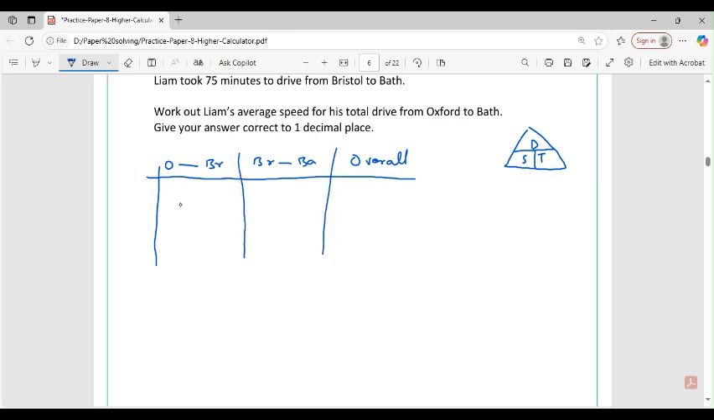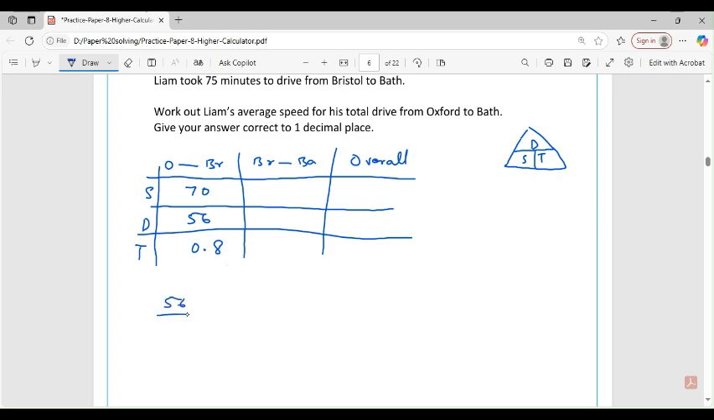I'm sorry my lines are not that straight. The speed, distance, and time formula is going to be used. For the first one the speed is going to be 70, and in here the distance is 56. So once we divide, we should get 0.8, because when 56 is divided by 70, you should get 0.8.